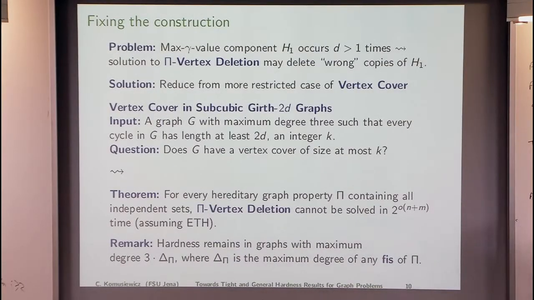Okay, so what this gives us is that for every hereditary graph property that contains all independent sets, we cannot solve the pi vertex deletion problem in 2 to the little o of n plus m. And this is true even if the degree is bounded by some constant, that depends on the forbidden induced subgraph.